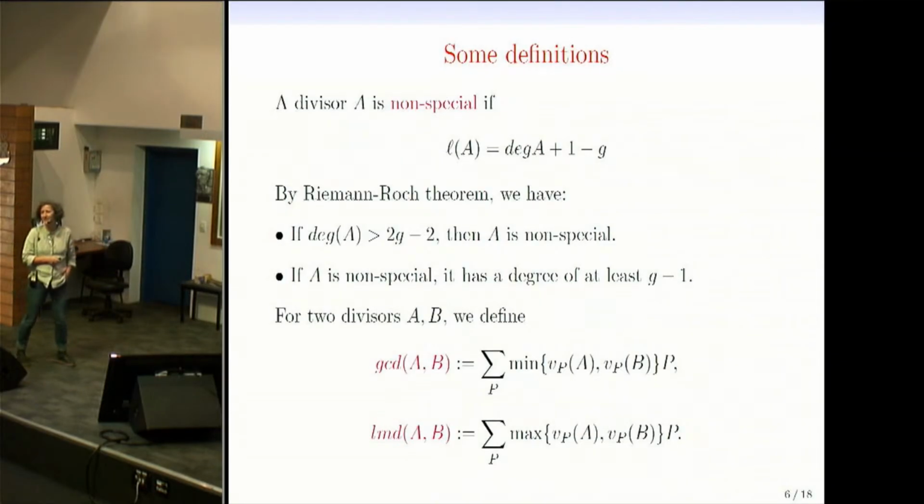Before that, I just need two definitions. We define the GCD between two divisors: you just take the minimum of the valuations of A and B. And the least multiple divisor, LMD, of A and B: you take the maximum of both of them.